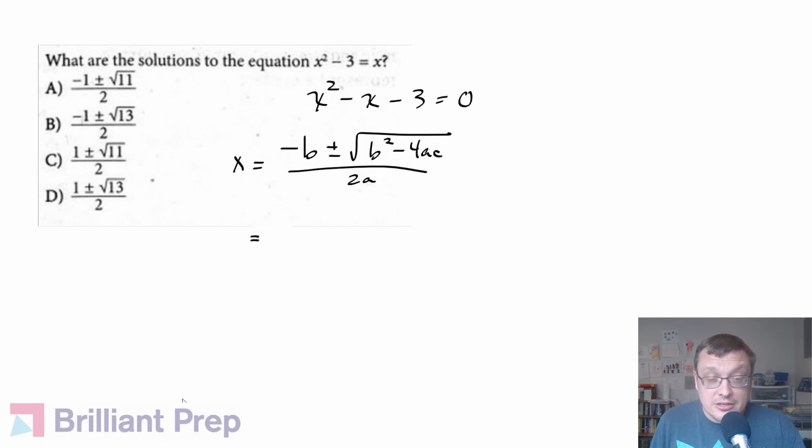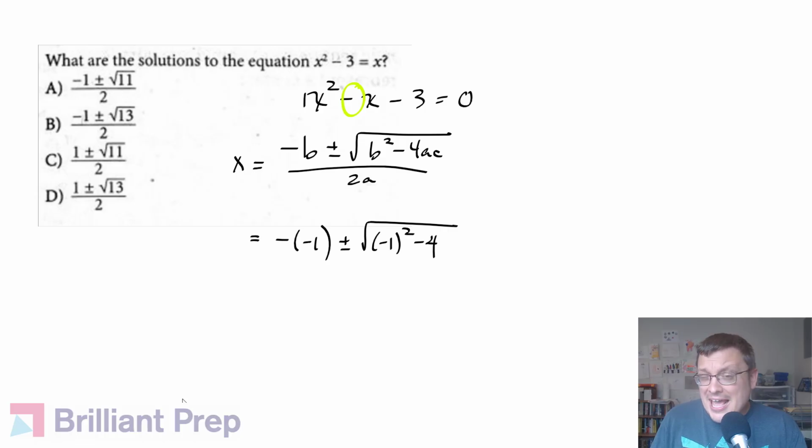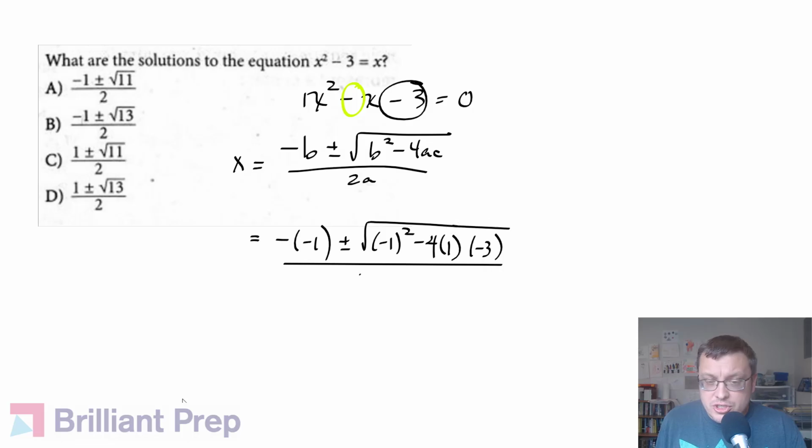Now we'll pop in our values. B is this value right here. There's kind of an invisible -1 here. So it's going to be negative 1 plus or minus the square root of -1 squared. Now a also, there's this invisible 1 right here. So a is 1, and then c is -3. So this is going to be all over 2 times a, so 2 times 1.